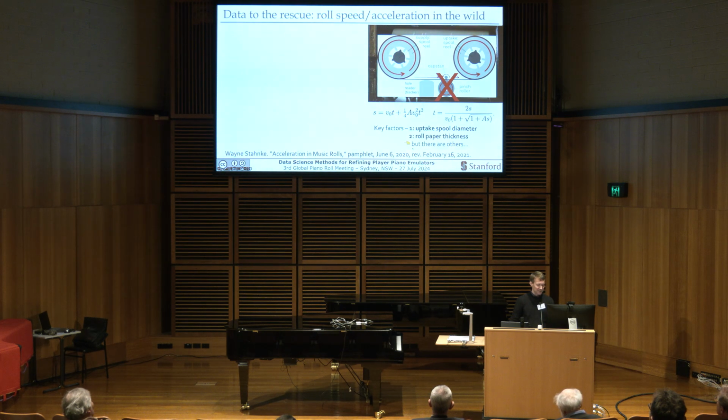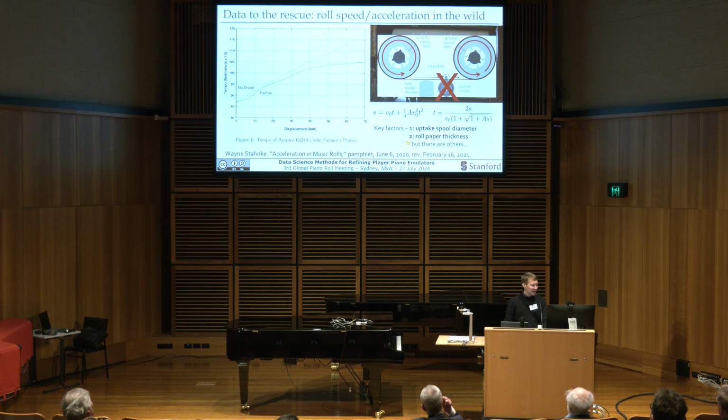Fortunately, we got a lot of guidance from Wayne Stanke on this. He gave us all kinds of equations that eventually were used to produce some good parameters for this emulation. He pointed out that the key factors really are the actual initial diameter of the uptake spool, which will affect how the roll accelerates as it's played, and also the thickness of the paper. So these are interesting variables, and if you plug them in, you get a particular number. It's kind of like gravity, 9.8 meters per second per second. So you get an acceleration constant.